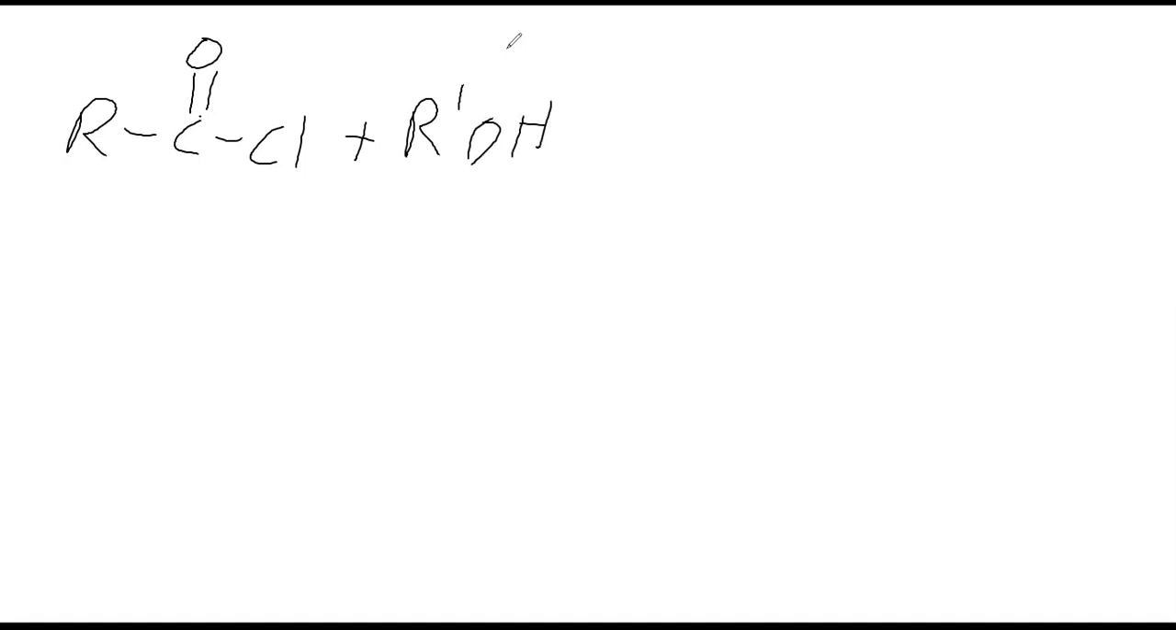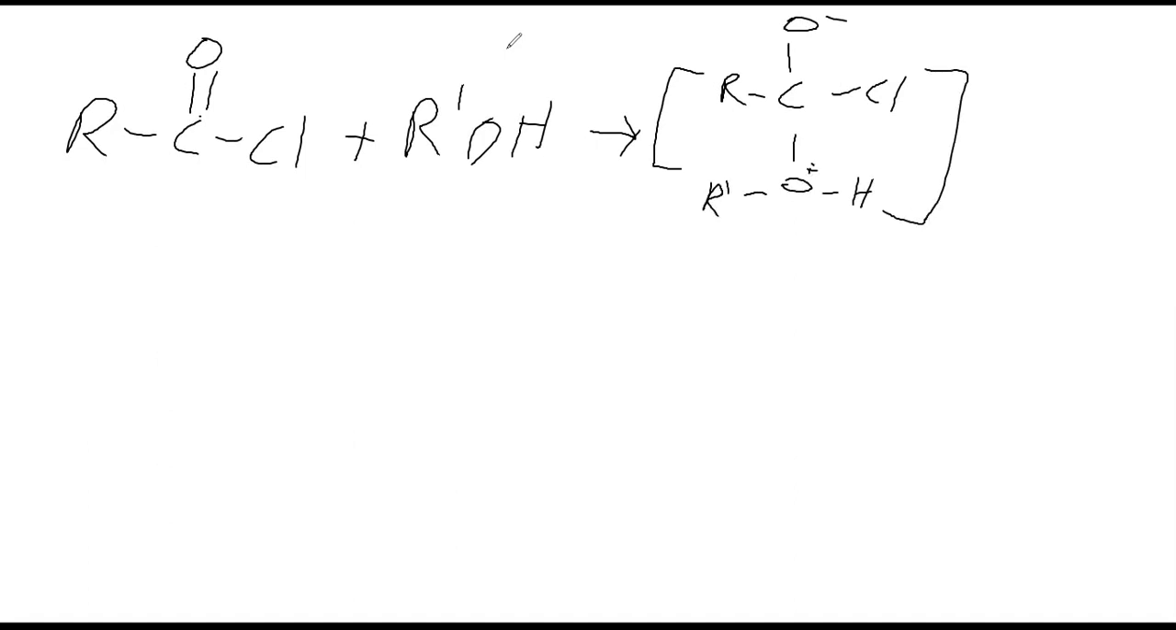and you're going to have an intermediate of R, C, O, O minus, O plus, R prime, where the lone pair is going to swing back down, kick this guy off, and we'll form our ester, R, C, O, O, R prime, and H plus, which is going to be deprotonated by the chloride.